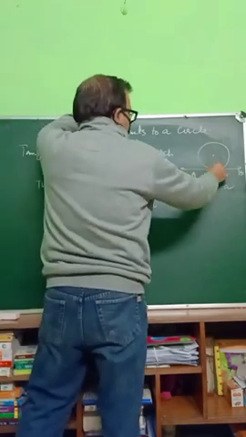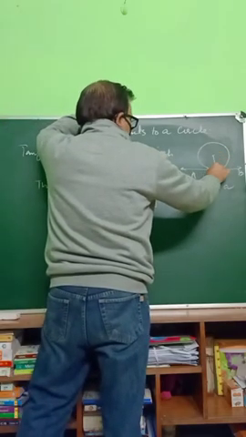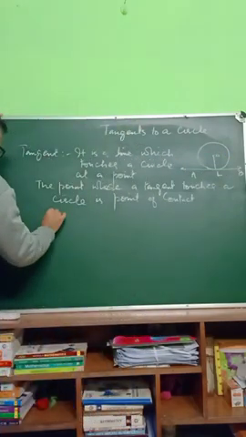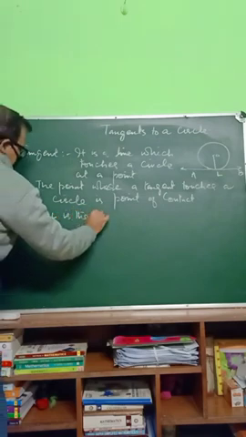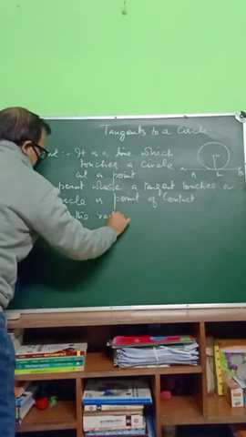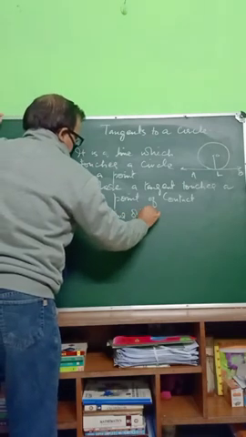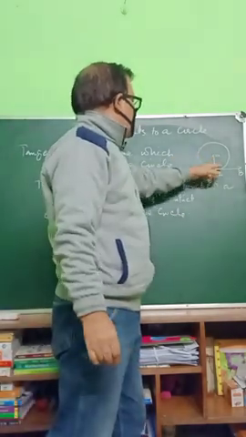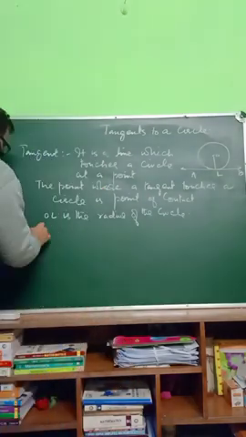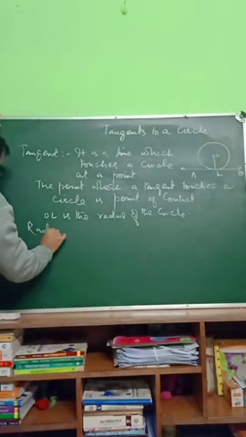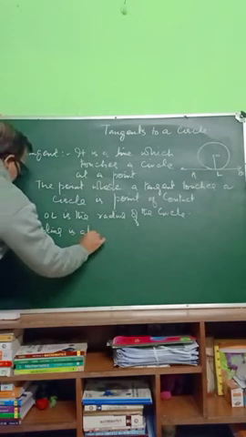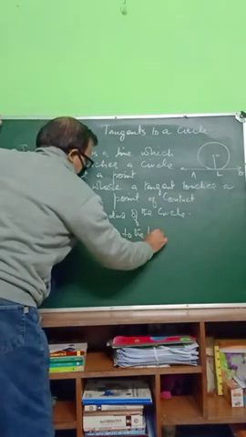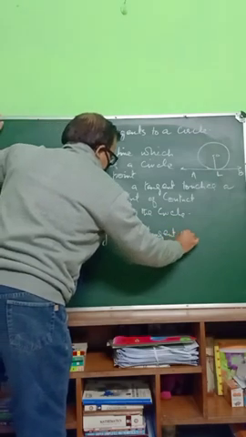If the point of contact and the center are joined, this is the radius. OL is the radius of the circle. Radius is always perpendicular to the tangent at the point of contact.